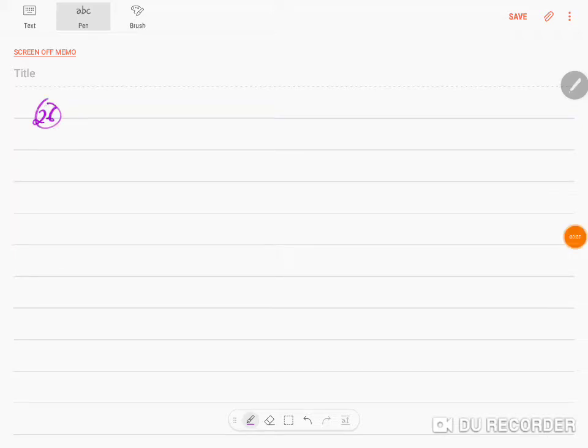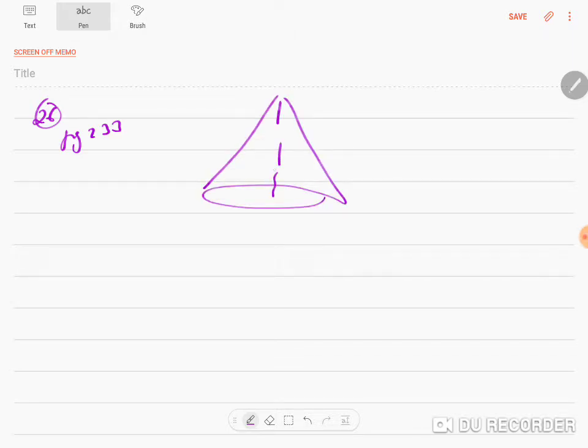Sum number 26, page number 233, a very important sum. For a cone with a semi-vertical angle, you have to prove that alpha is equal to sine inverse of 1 by 3. That is to prove. What is given in the sum?